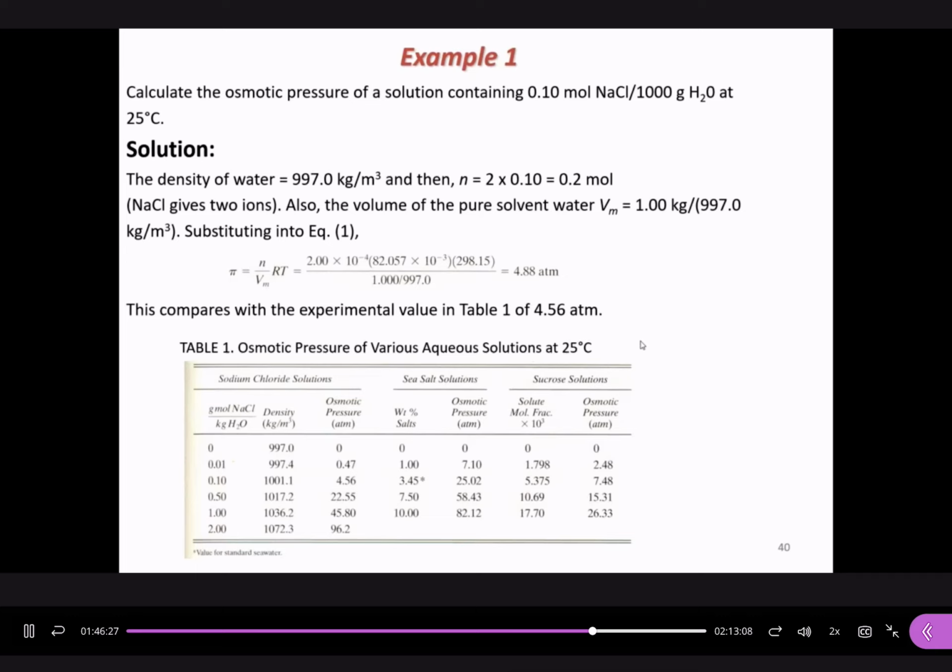So I think we have some time. Let's do one example. Let's calculate with 3.45 weight percent. You have to convert weight percent into molar. This is seawater, typical seawater, so we'll get a number close to 25 atmosphere. What does weight percent mean? Weight percent 3.45 is 34.5 gram per liter. That is the concentration. So please try to calculate the osmotic pressure of seawater at 25 degrees Celsius.